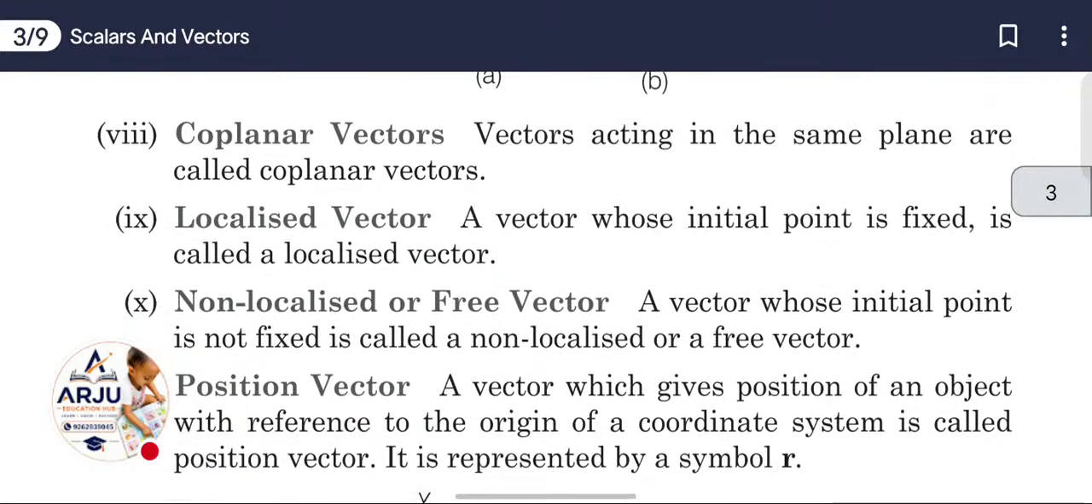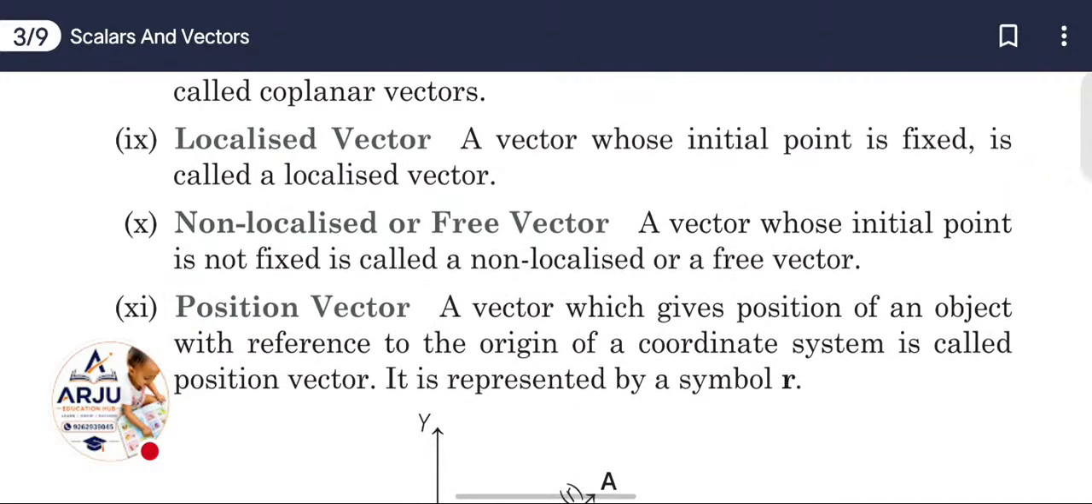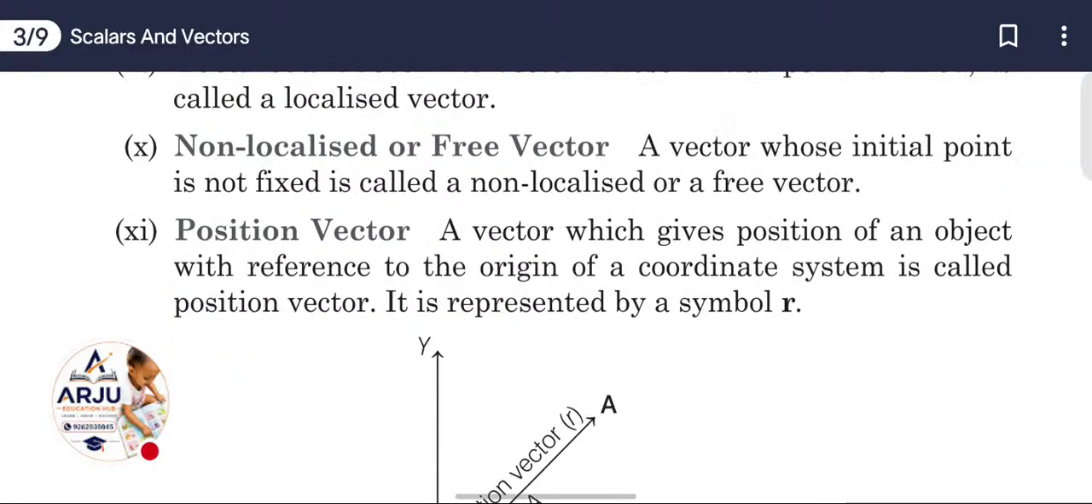Now localized vector. A vector whose initial point is fixed is called a localized vector. So localized vector means the initial point is always fixed. Whatever the vector will be, the initial point is fixed. So that is known as a localized vector. Now non-localized vectors are free vectors. In the non-localized vector or free vector, the initial point is not fixed. That is known as a non-localized vector or free vector.